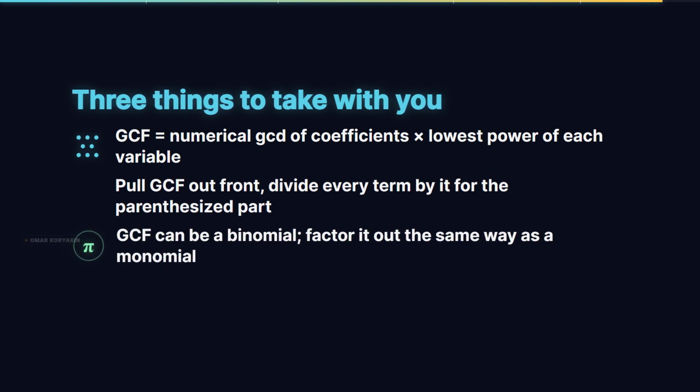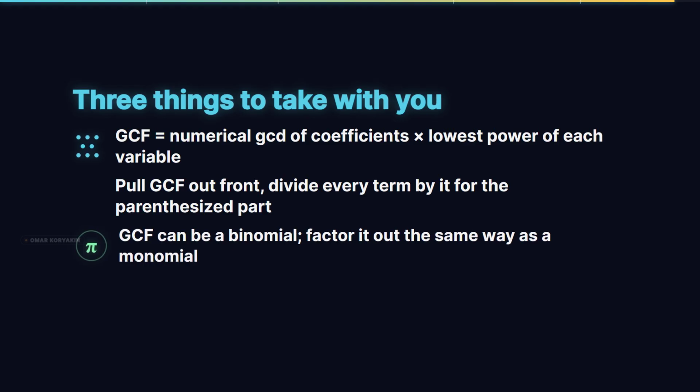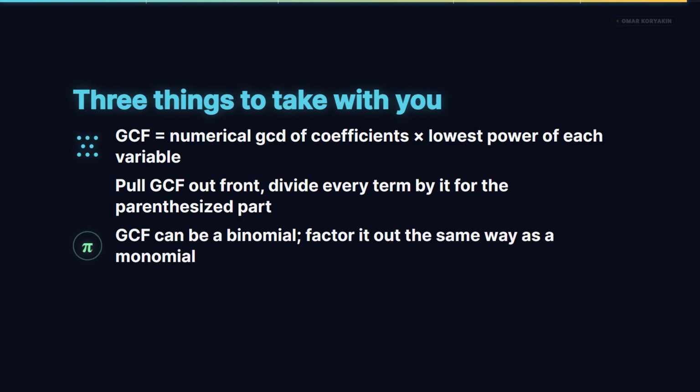The GCF does not have to be a single number times a single variable power. It can be a whole binomial like x plus 5. When 2 terms share a binomial, pull that binomial out the same way you would a monomial, and the rest of the factoring becomes straightforward.